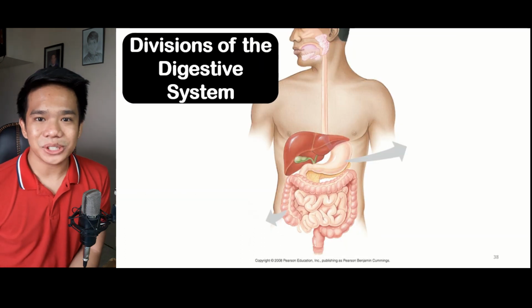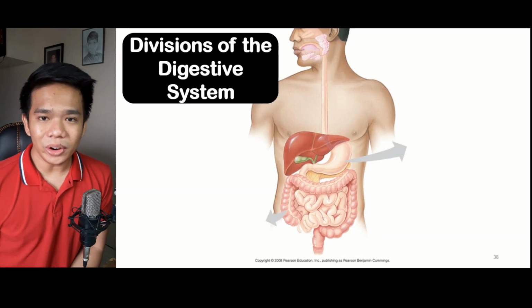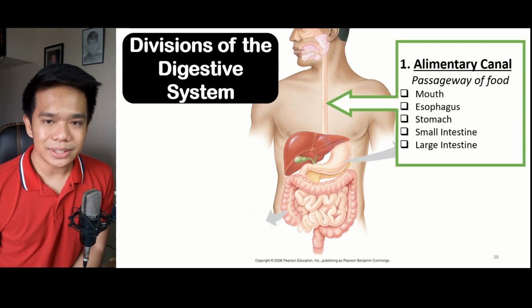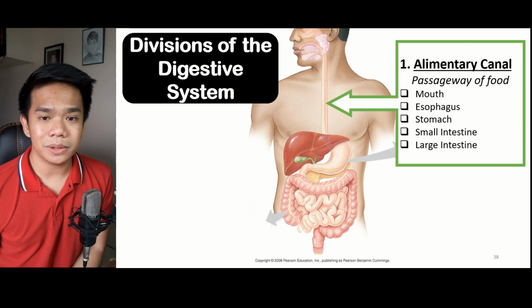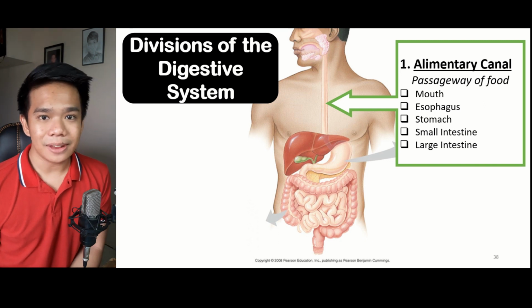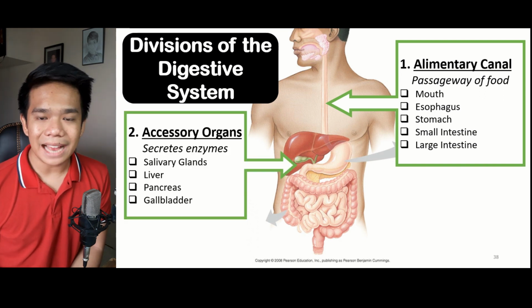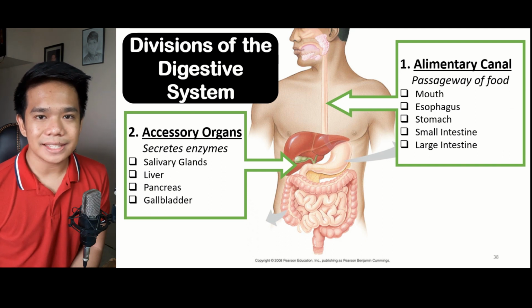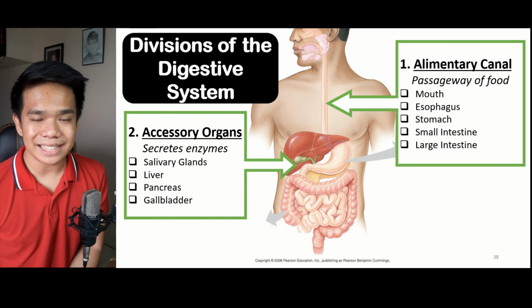So what are the divisions of the digestive system? Now, the organs of the digestive system can be classified according to their functions. So the alimentary canal serves as the passageway of the food. So this includes the mouth, the esophagus, the stomach, the small and the large intestine, together with the rectum and the anus. And next, we have the accessory organs, which help for the secretion of the different enzymes that help for the digestion process itself. So this includes the salivary glands, the liver, the pancreas, and the gallbladder.